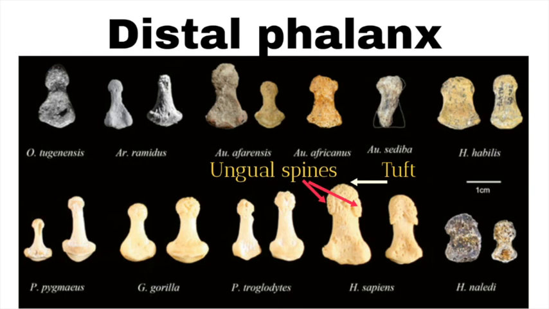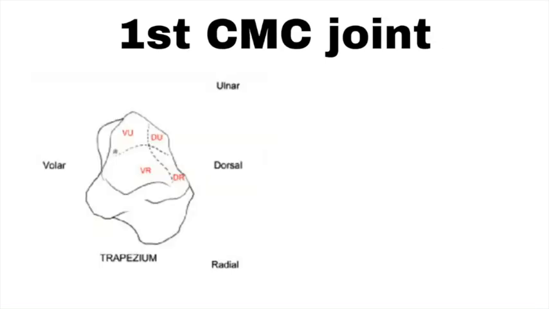As can be seen in the top row in this picture, even in the fossil hominoids, there is a distinct tendency for the tuft to widen and the ungual spines to get more prominent. As we have seen, the saddle configuration of the first CMC joint is not unique to humans.